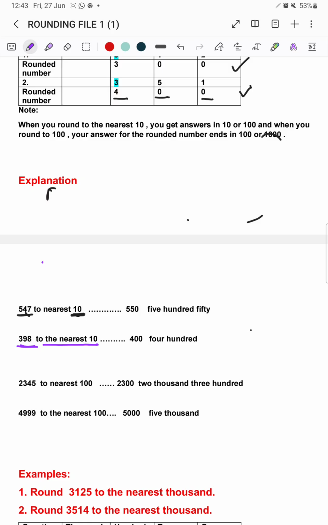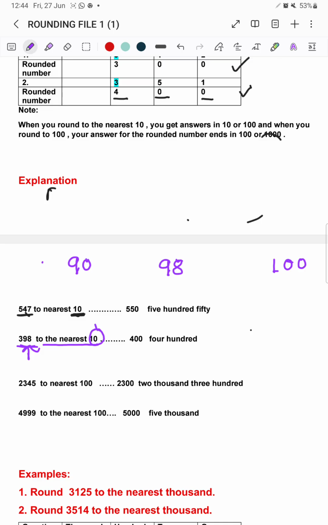So we have to round to the nearest tens, so I am picking up only the 2-digit part because that includes the tens, so it is 98. And 98 lies between which two tens? It lies between 90, and then the next number is not a 2-digit but a 3-digit, 100.